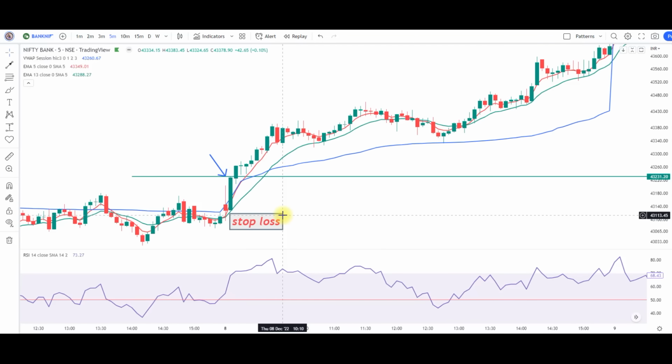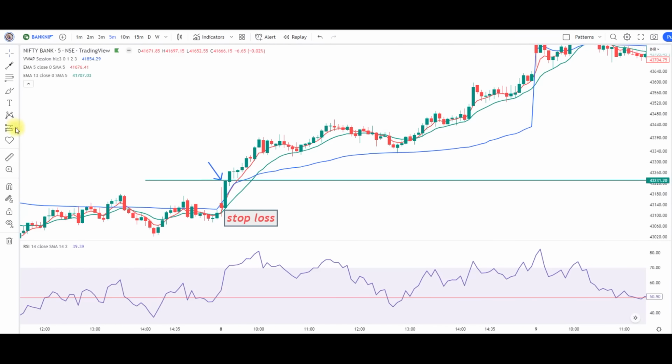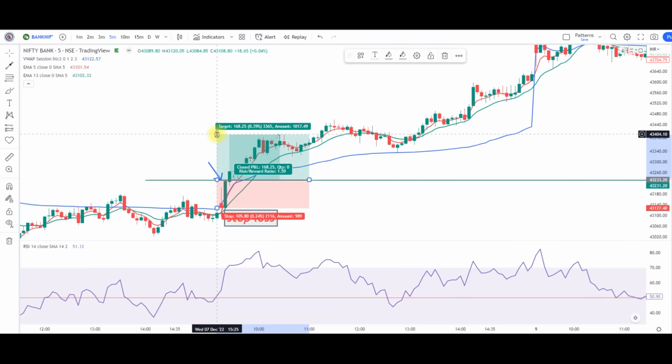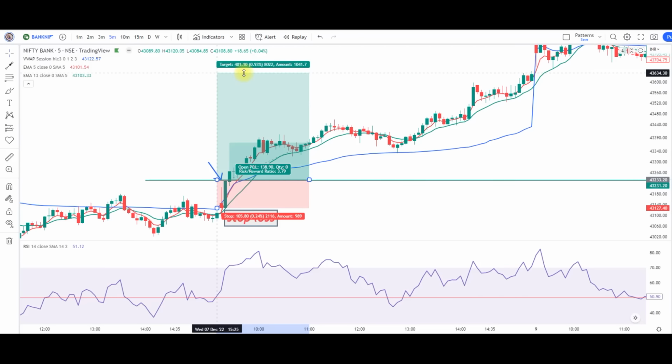And next is about the target. You can always trail your target with the 5 EMA. If any red candle is closing below the 5 EMA, you can book your targets there. We can see how many points we got on that particular day. On that particular day, Bank Nifty gave an up move as it was a trending day, and we got 400 points, and the stop loss is like 100 points, that is 1:4.